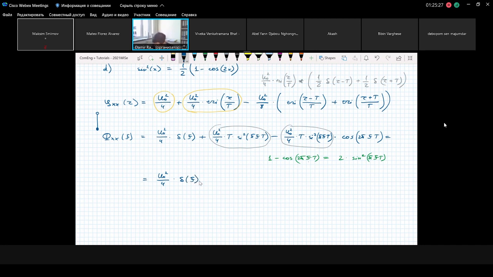delta pulse at origin plus u0 squared over 4 times capital T times sinc squared pi f capital T times 2. Maybe we can cancel 2 immediately and write the scale in front of it as u0 squared over 2 times sinc squared pi f capital T. So this is the final result that we get. This is the power density that corresponds to this autocorrelation function.